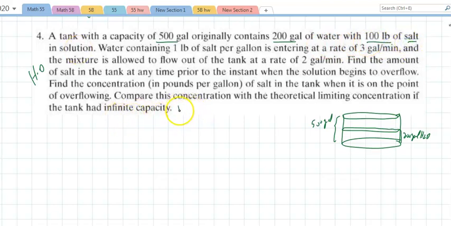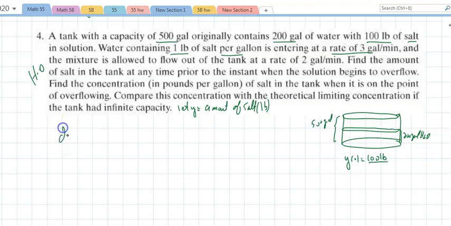So if I let y equal the amount of salt in the tank at any given time, and of course this is in, I'm sorry, this is kilograms. This is in pounds. So I know that the initial amount, y sub 0, is actually 100 pounds of salt. Alright, I got that information out. Let's go on. Water containing 1 pound of salt per gallon, okay, that's the concentration, is entering the tank at a rate of 3 gallons per minute.